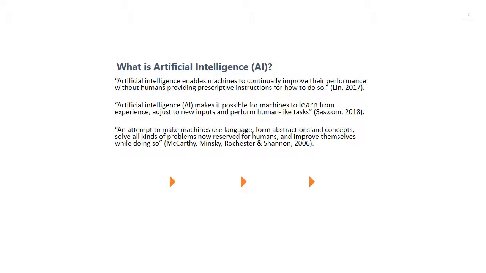What is artificial intelligence? Artificial intelligence enables machines to continually improve their performance without humans providing prescriptive instruction for how to do so. Another definition has it as artificial intelligence makes it possible for machines to learn from experience, adjust to new input, and perform human tasks. An attempt to make machines use language, form abstractions and concepts, solve all kinds of problems now reserved for humans, and improve themselves while doing so. These are some of the definitions of artificial intelligence.